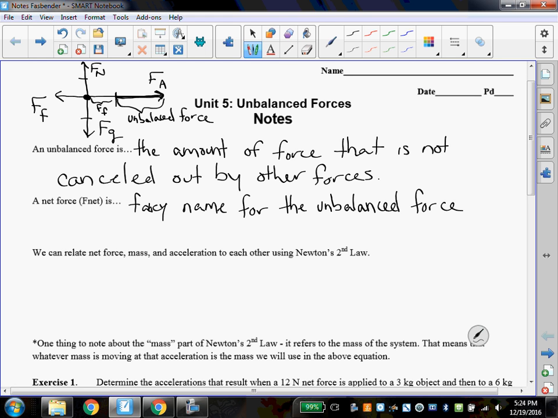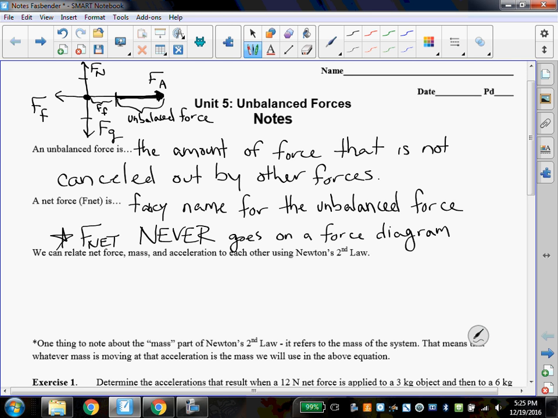Now, one thing to know is that the net force never, ever, ever goes on a force diagram. If you look at our little example up at the top, I can certainly point out to you the unbalanced force. It's this bolded area, right, on the applied force, but it doesn't get its own arrow.